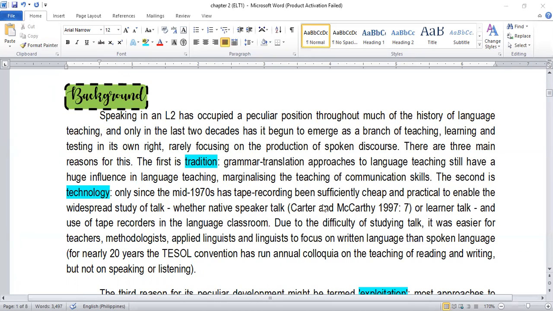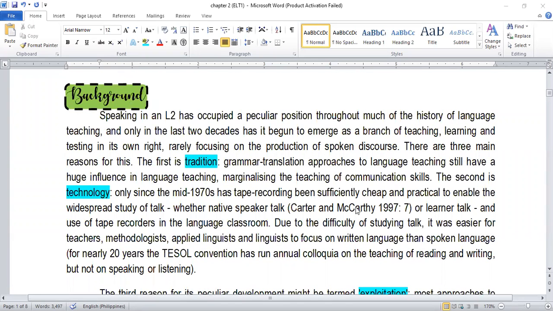Kasi before, di ba, as I've told you, in order to identify the proficiency of a learner when it comes to speaking a language, what they usually use to assess a learner is through writing lang. Kasi there are three reasons as to why medyo natagalan yung pag-consider sa speaking as a testing, like an assessment for English proficiency or for language proficiency in its own right. So we have three reasons. The first is tradition, next technology, and then third is exploitation.